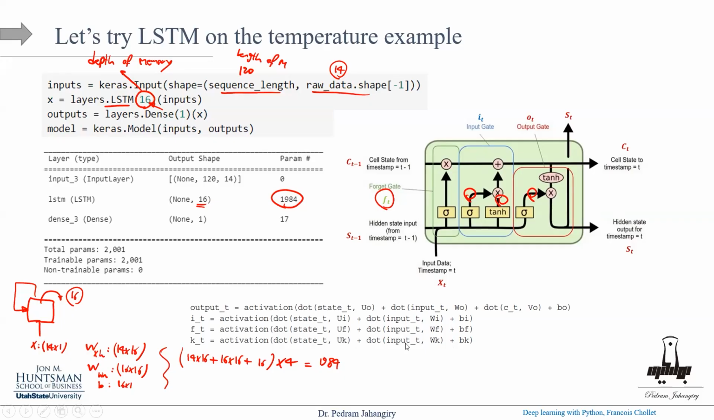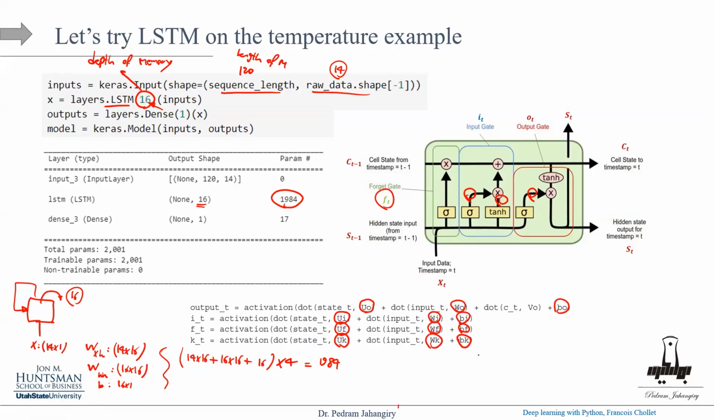You're good? All right, so again, this is from Francois Chollet's textbook. I just wanted to show you what those weights are, right? So these are WHH, we have 4 of them. These are WXH, we have 4 of them. And we have 4 bias terms.